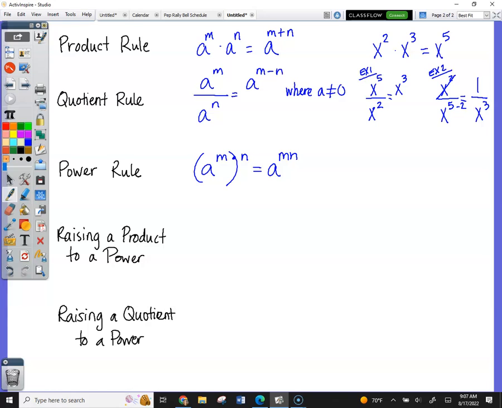Let's do x squared to the 5th power. So if we have x squared raised to the 5th power, visualize the expanded form. This means write x squared how many times? 5 times. So that's how you see, okay, so I got x squared, x squared, x squared, x squared, x squared, which means I have how many total x's? I have 10.